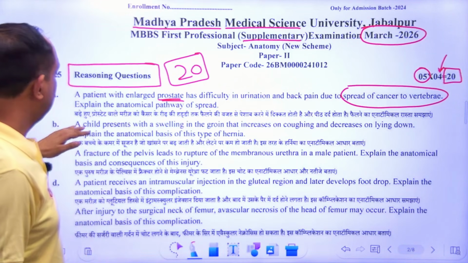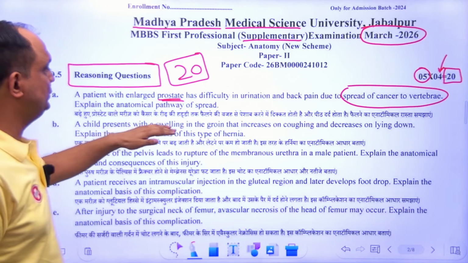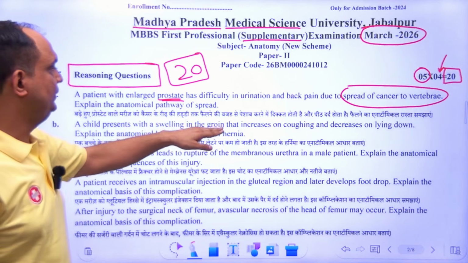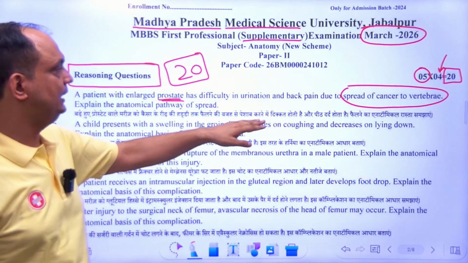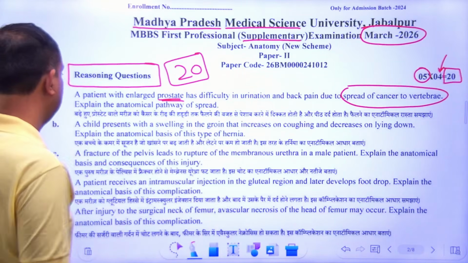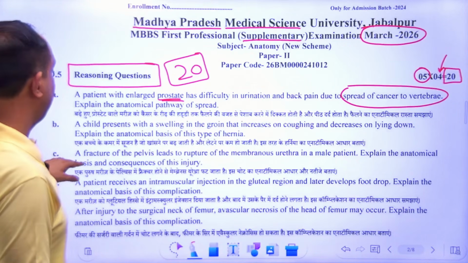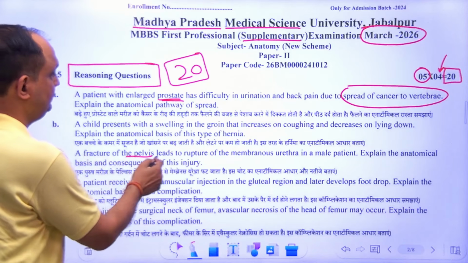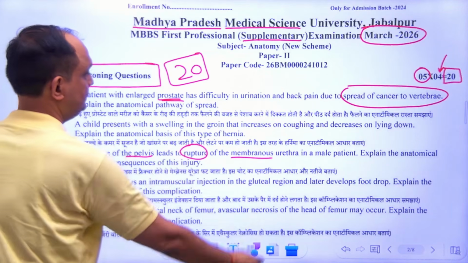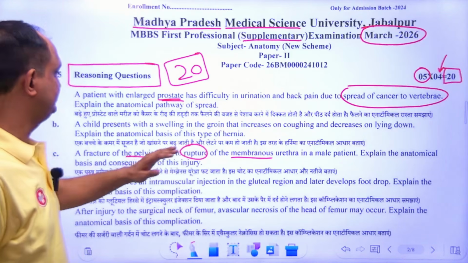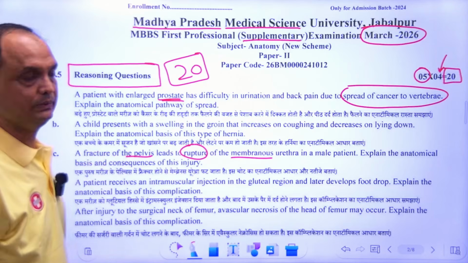Question number 2. A child presents with swelling in the groin that increases on coughing and decreases on lying down. Explain the anatomical basis of this type of hernia. A fracture of the pelvis leads to the rupture of the membranous urethra in a male patient. Explain the anatomical basis and consequences.